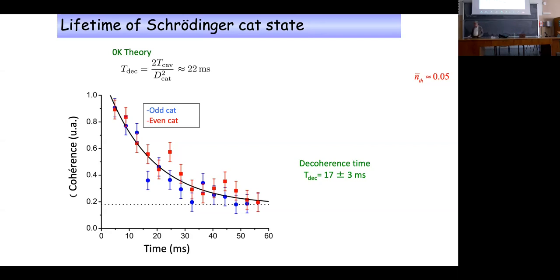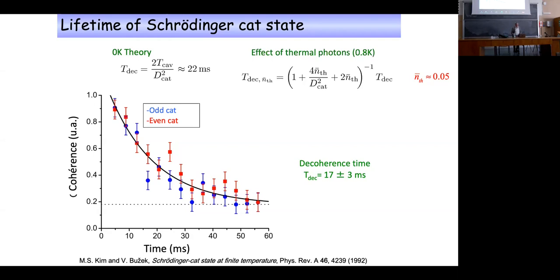The main reason is that we have a little bit of thermal field. The probability to have a thermal photon in the cavity is 5%. So the theory has to be corrected by that, and the correction has been made in the paper that I quoted at the bottom. So you see, in the presence of a little bit of thermal field, with an average number of thermal photons of 0.05, you find a decrease of about 13%, and you expect 19 and you find 17. And we did that for different sizes of the cat, and of course there is a good agreement between the theory and the experiment.